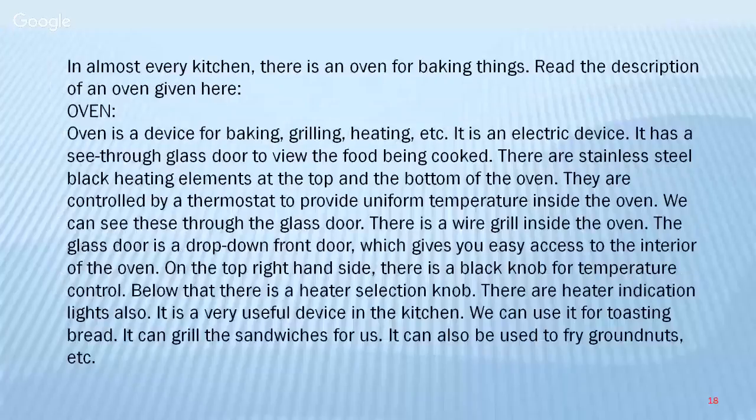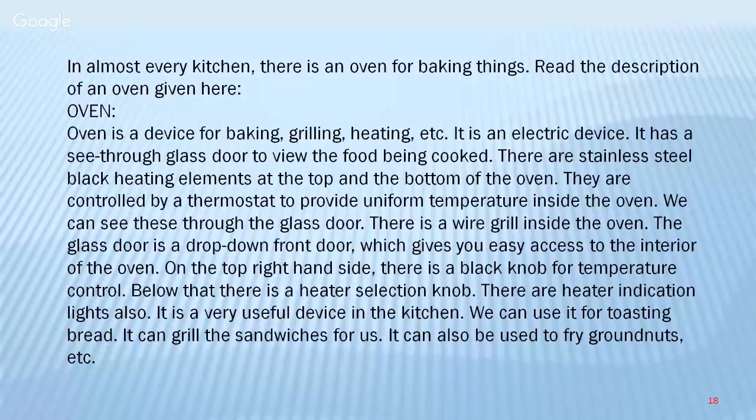Almost every kitchen has an oven for baking things. Nowadays, more or less all modern kitchens have a microwave oven. So read the description of an oven given here. An oven is a device for baking, grilling, heating, etc. It is an electric device.